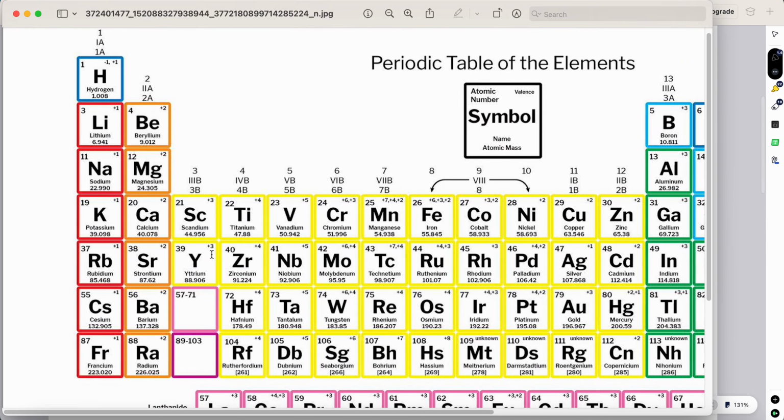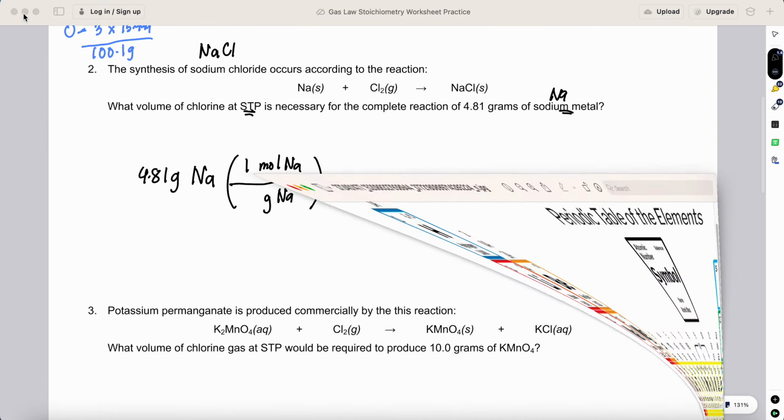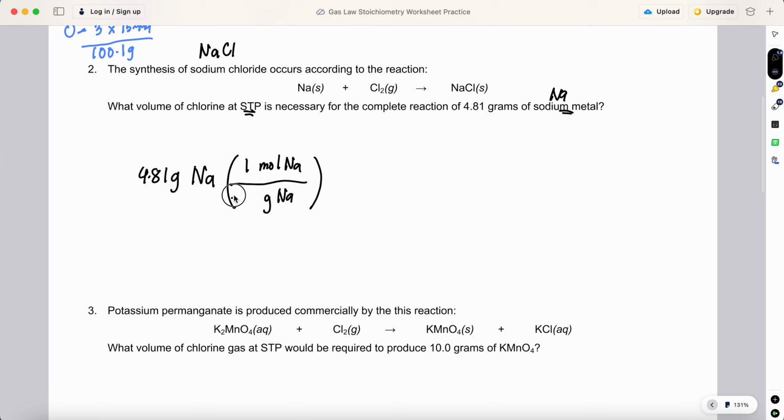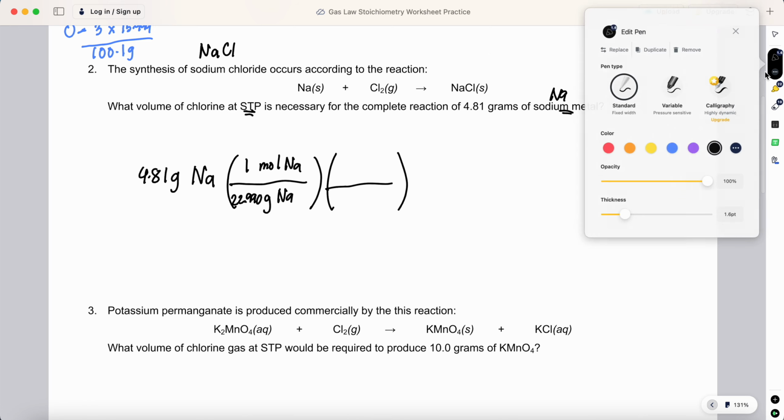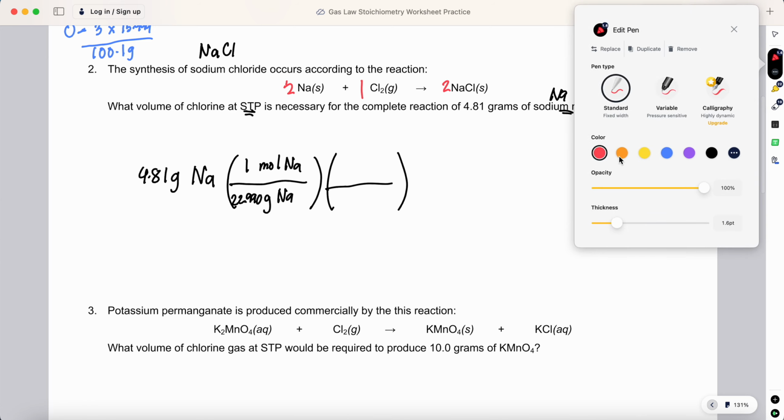So from your periodic table, your Na is 22.990. So that grams is 22.990. The second term we will be looking at, so I apologize, we should balance this first. This is an unbalanced equation. This should be 2, so that this is 2 and this is 1. So it would be balanced.